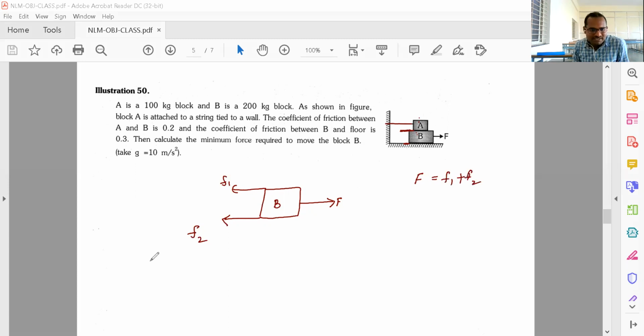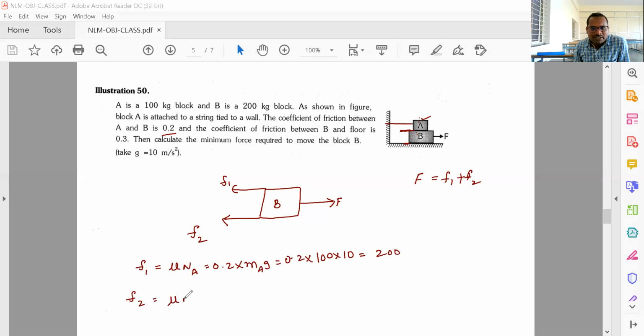What is F1? F1 is nothing but the frictional force, mu into normal reaction due to block A. Mu value between A and B is 0.2. So 0.2 into normal reaction due to block A, which is the weight of block A. So 0.2 into mass of block A, which is 100 kg, into acceleration due to gravity 10. So it is 200.